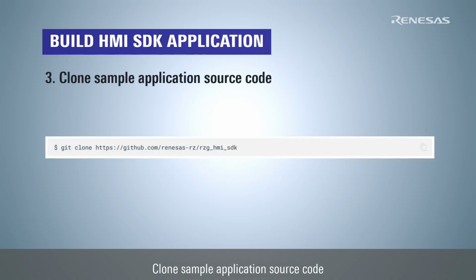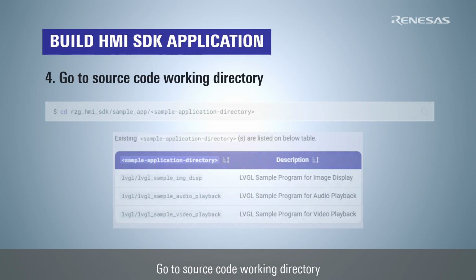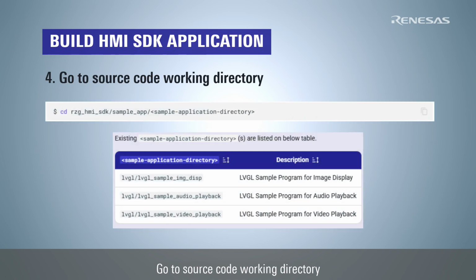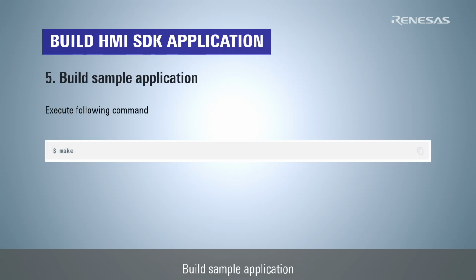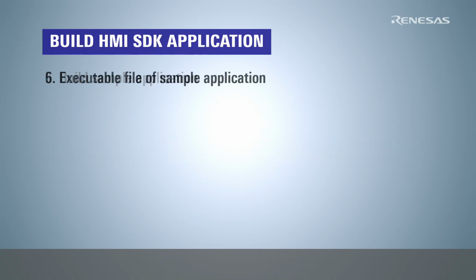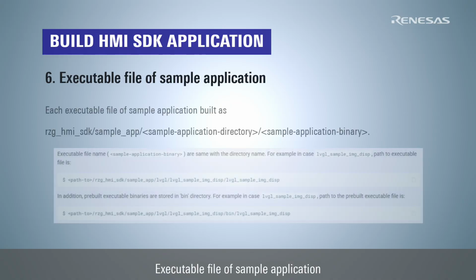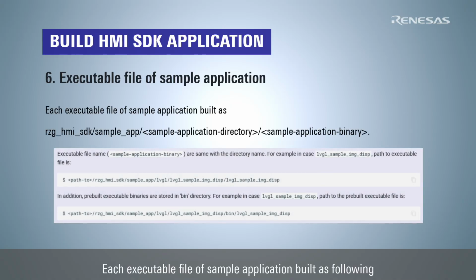Clone sample application source code. Go to source code working directory. Build sample application. Execute the following command. Executable file of sample application. Each executable file of sample application is built as following.